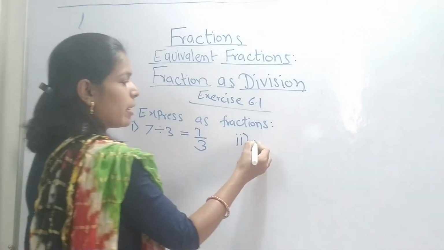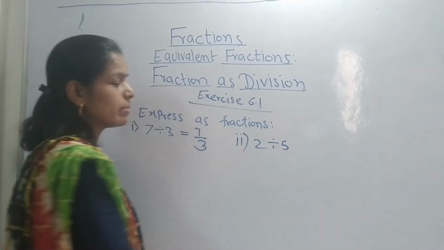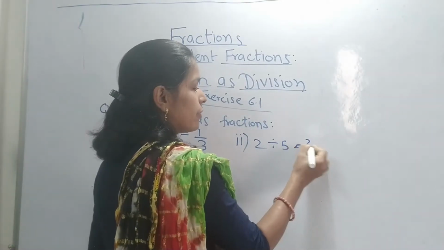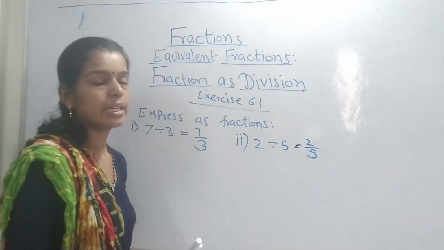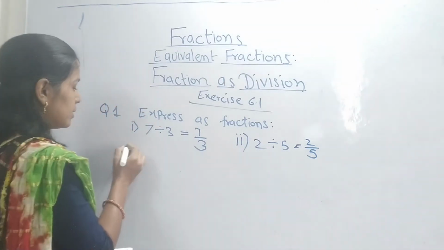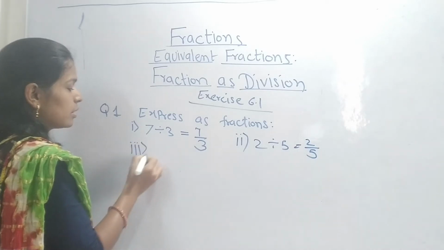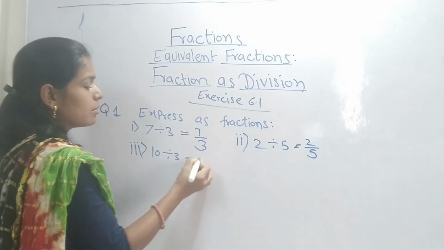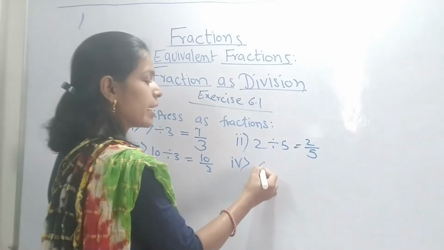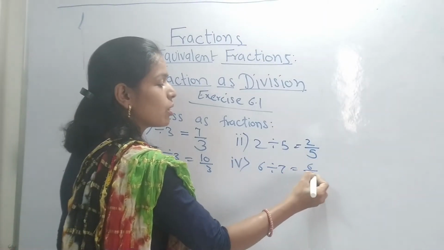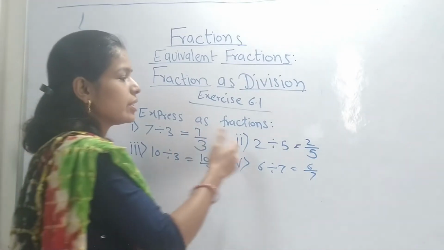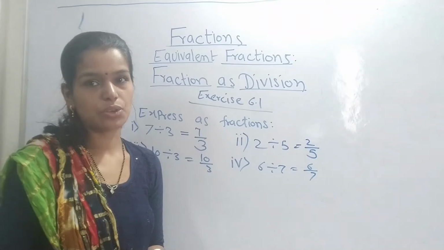Second, 2 divided by 5. What is meant by 2 divided by 5? 2 will go in the numerator and 5 will go in the denominator. That is 2 parts of the 5. Third, 10 divided by 3 means 10 upon 3. Fourth, 6 divided by 7 means 6 upon 7. In this way you can write any division in the form of a fraction and solve it.